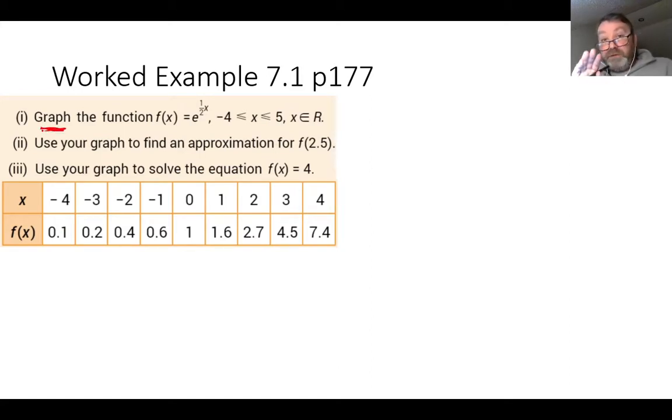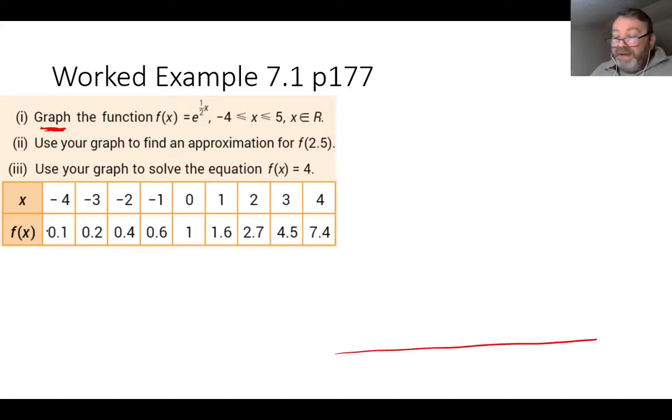Now when you're being told to graph, you've got to be careful. You've got to use graph paper. You've got to make sure you're using the right part of your XY axis. You've got to label your X axis, label your Y axis. So check the X axis. We're going from -4 to +4. That's symmetrical. So we're going to be going something like this.